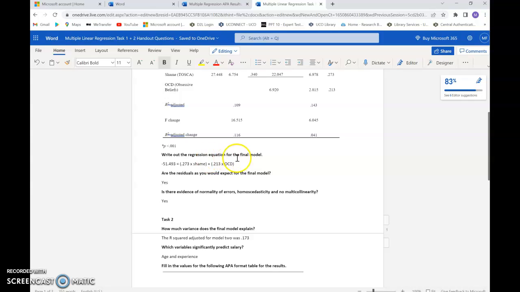My regression equation for the final model is negative 51.493 equals, in parentheses, 0.273 times shame, plus, in parentheses, 0.213 times OCD. Are the residuals as you would expect? Yes. And then is there evidence of normality of errors? Yes.